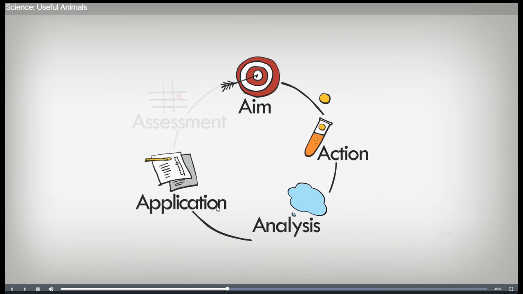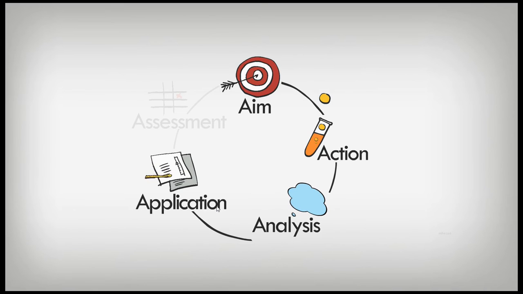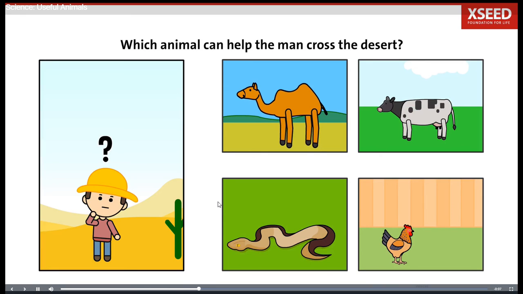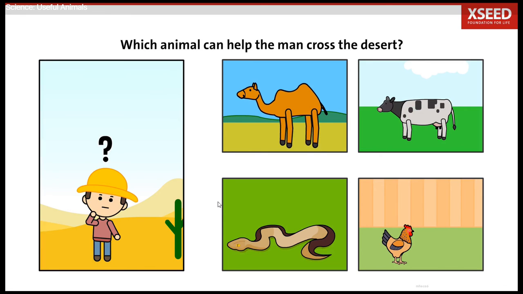Time to apply what we have learned to a real problem. Which animal can help the man cross the desert? Write the answer in your journal. Your time starts now.